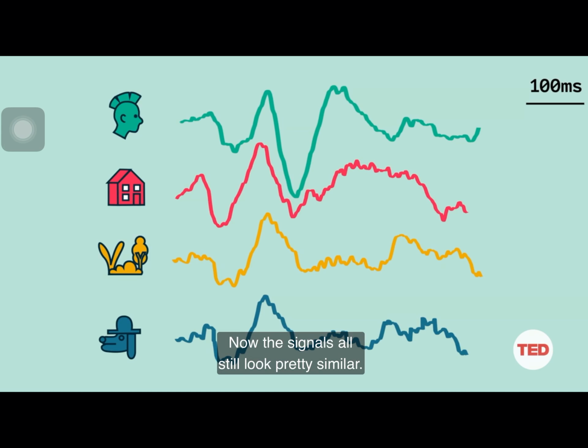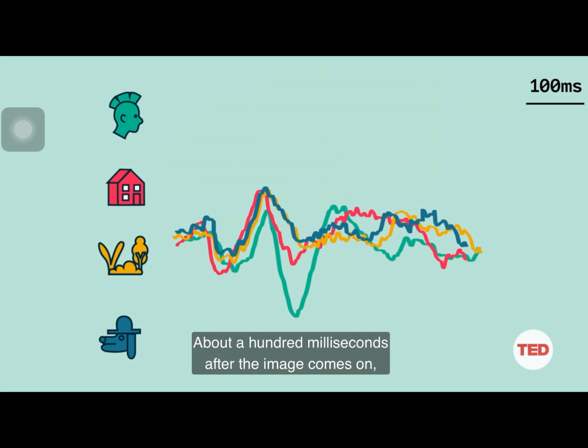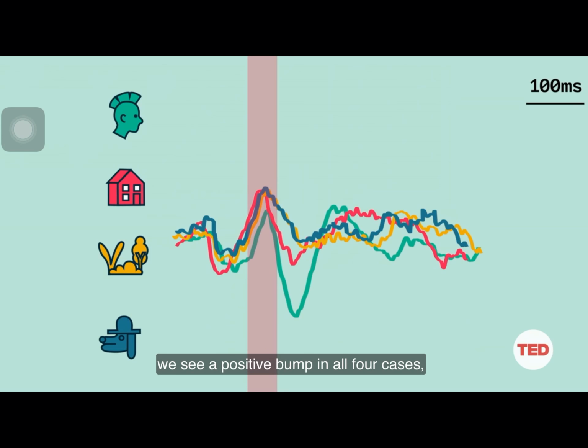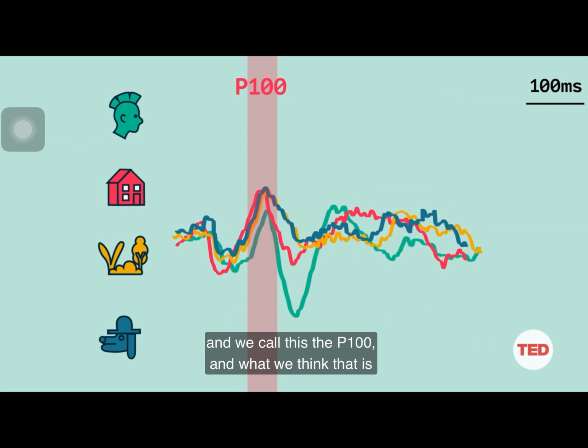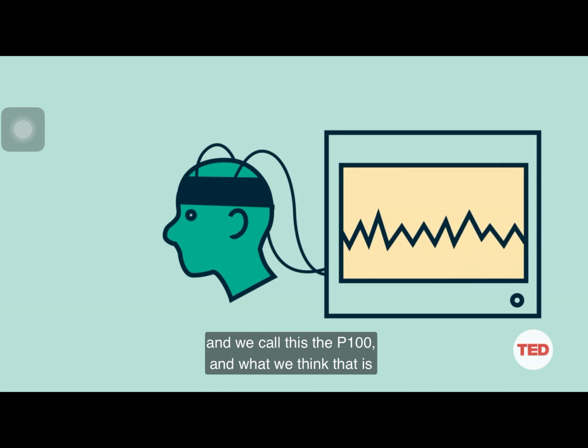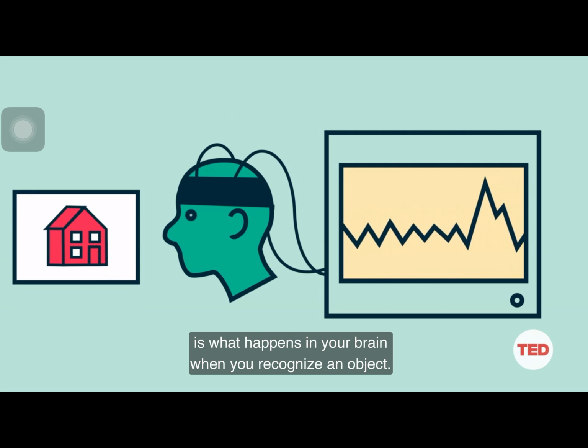Now the signals all still look pretty similar. Let's take a closer look. About 100 milliseconds after the image comes on, we see a positive bump in all 4 cases. And we call this the P100. And what we think that is, is what happens in your brain when you recognize an object.